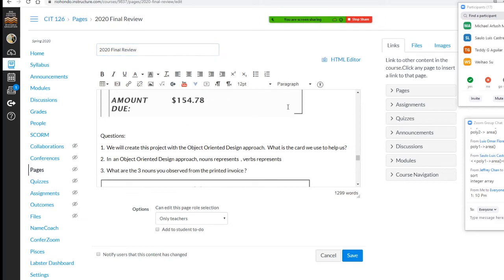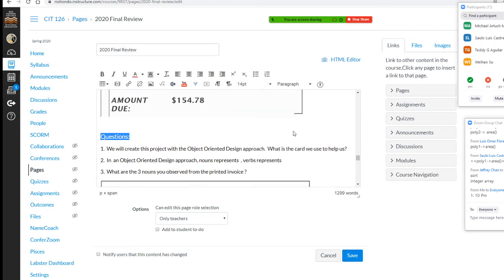So this review is for your last invoice. Okay, so now for the invoice here, that's your last project. So I wanted to use object-oriented design approach. That's after all, that's what you learn, right?